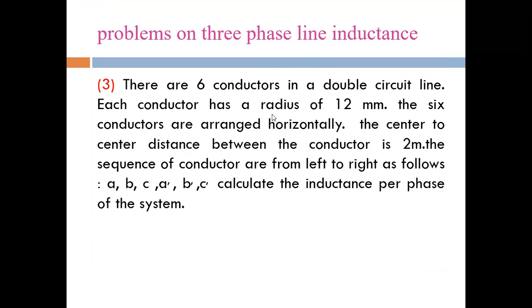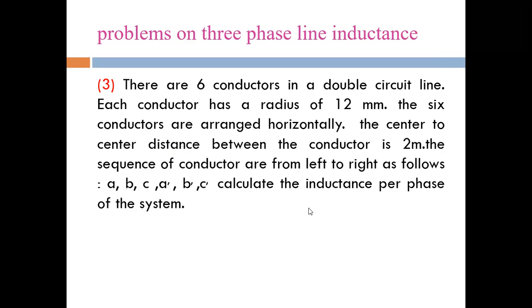The six conductors are arranged horizontally. The center to center distance between the conductors is 2 meters. That means the distance between A to B is 2 meters, B to C is 2 meters, C to A dash is 2 meters, A dash to B dash is 2 meters, and B dash to C dash is also 2 meters.